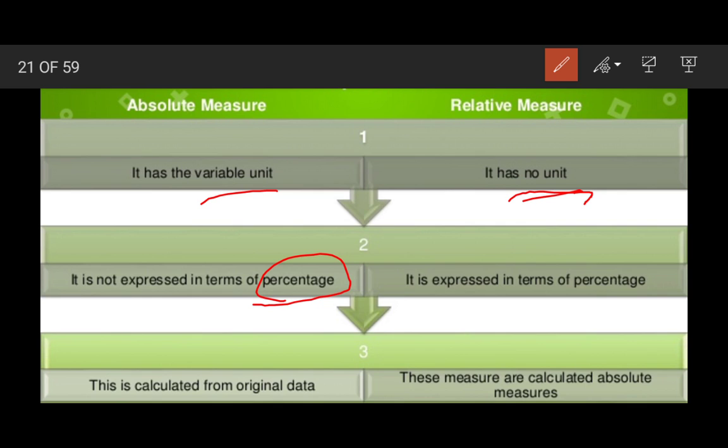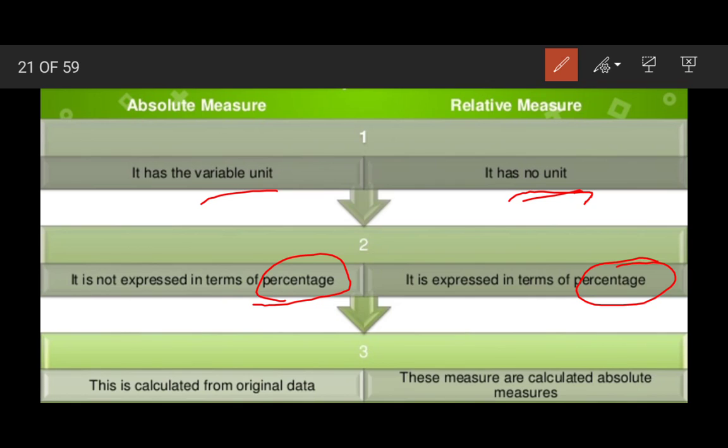Absolute measure gives you the exact value of the distribution. If there is more than one distribution, then you will get a value for each distribution, and that's why we are not able to compare the distributions. Relative measure is expressed in terms of percentage, and that is why it is used to compare distributions. When there are two or more different distributions, we use relative measure for comparison.